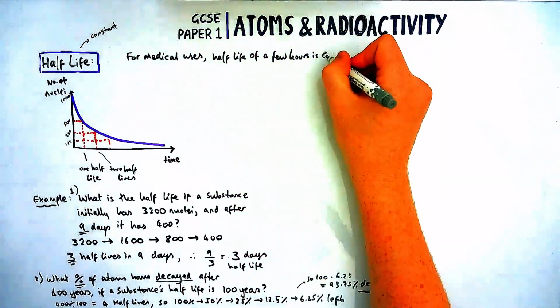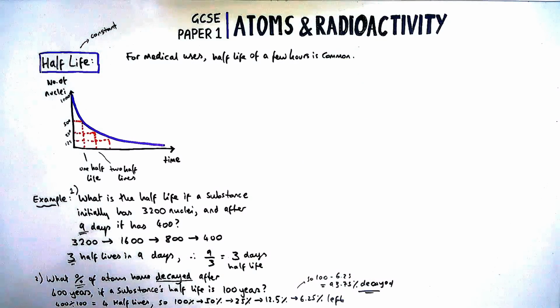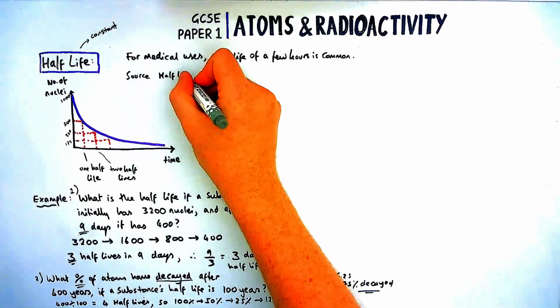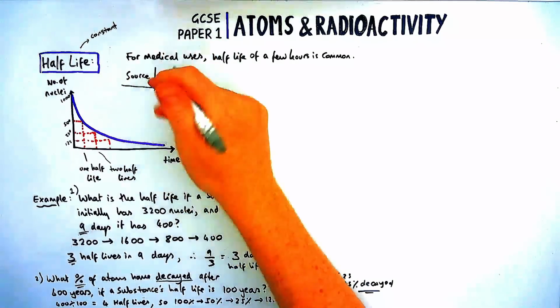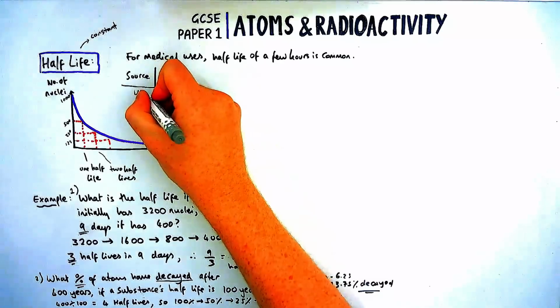For medical uses, a half-life of a few hours is quite common. The reason is, if it's too much longer than that, the radioactive source will be in the person for way longer than they're in the hospital, and too short means that they can't do any measurements involving it.